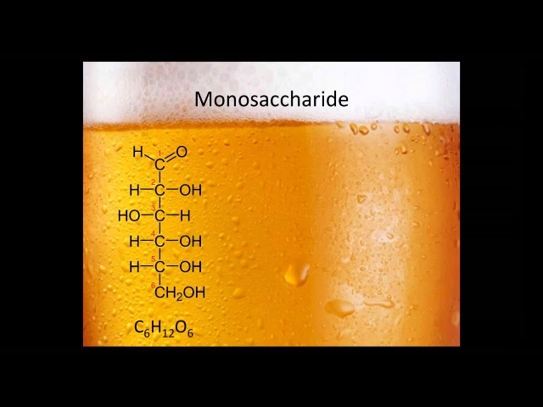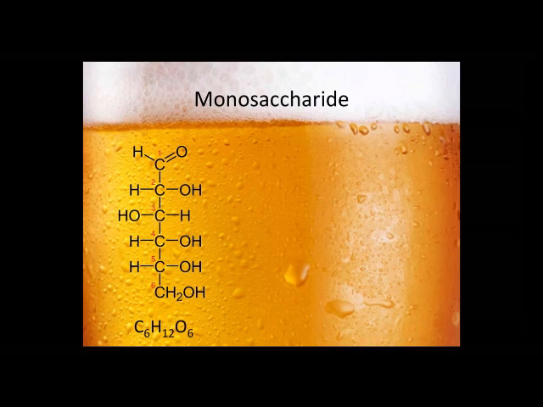A monosaccharide. This one here is glucose. Glucose is a 6-membered ring or a hexose, meaning it has 6 carbons bound to each other. We have them labeled here, 1 through 6. The formula at the bottom, C6H12O6, has that same ratio from the previous slide when we were talking about carbohydrates.